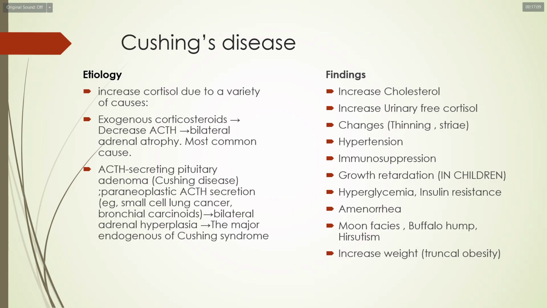We'll see in Cushing disease an increase in cortisol, increased urinary free cortisol, skin changes like thinning and striae, growth retardation in children, and obvious findings like moon face, buffalo hump, hirsutism, amenorrhea, hypertension, and osteoporosis through the DEXA scan. Next.